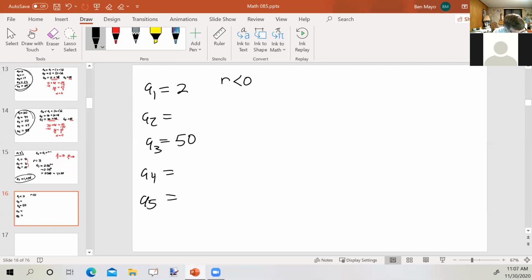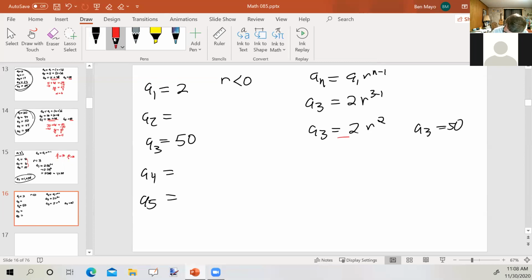Well, let's see here. We've got some holes in our thinking there, don't we? We could take the formula a sub n equals a sub 1 times r to the n minus 1 power, and we could use a sub 3, which is a sub 1 times r to the 3 minus 1 power. So a sub 3 is 2r squared. But we also know that a sub 3 is 50. Therefore, 2r squared equals 50.